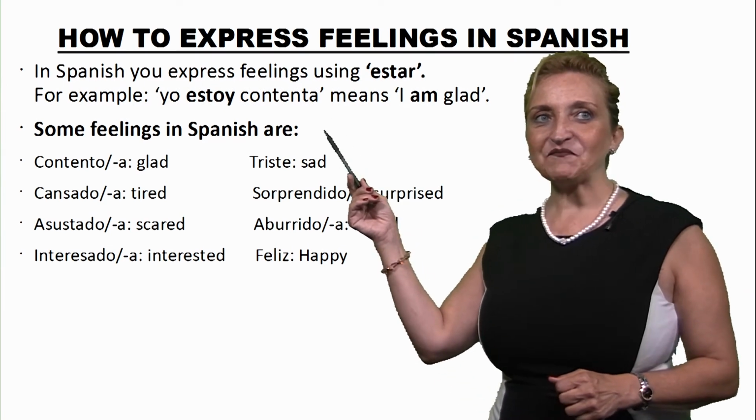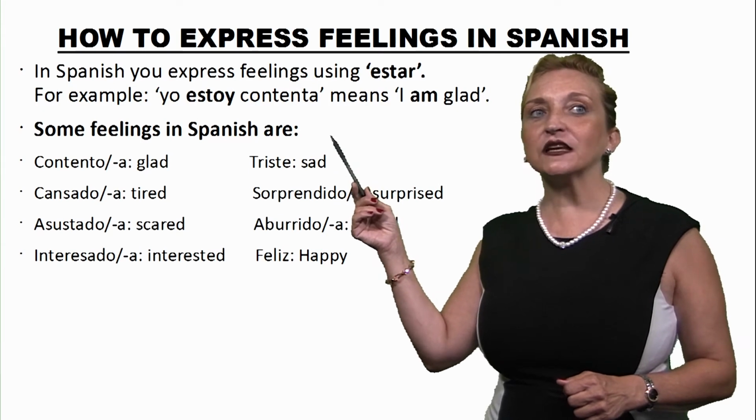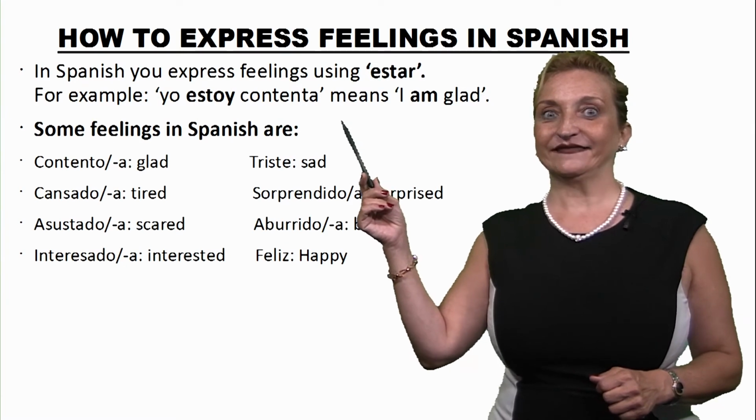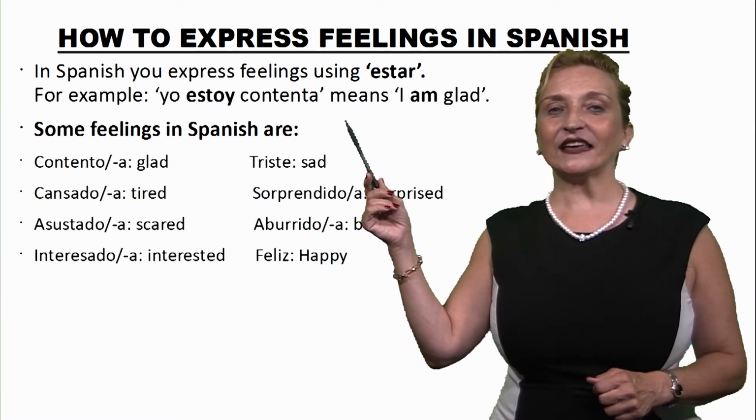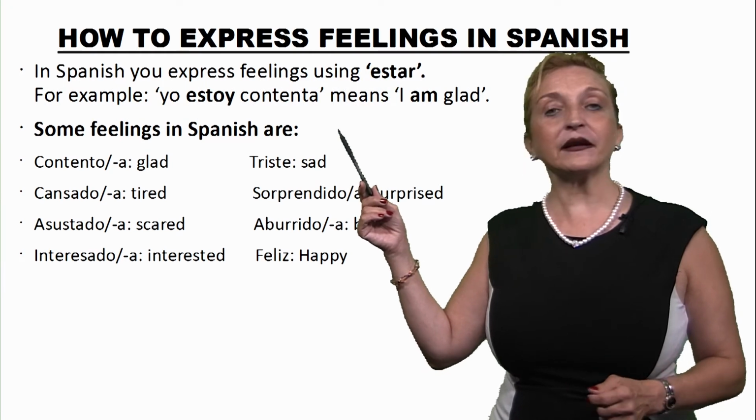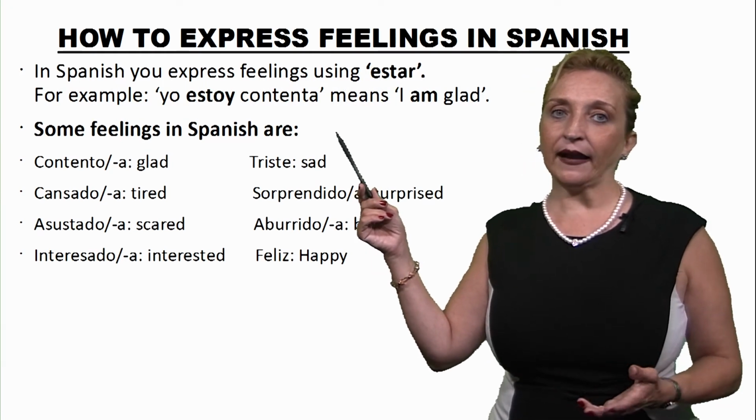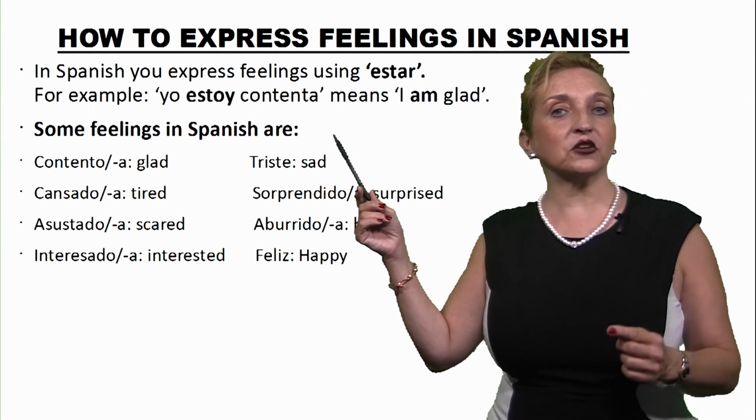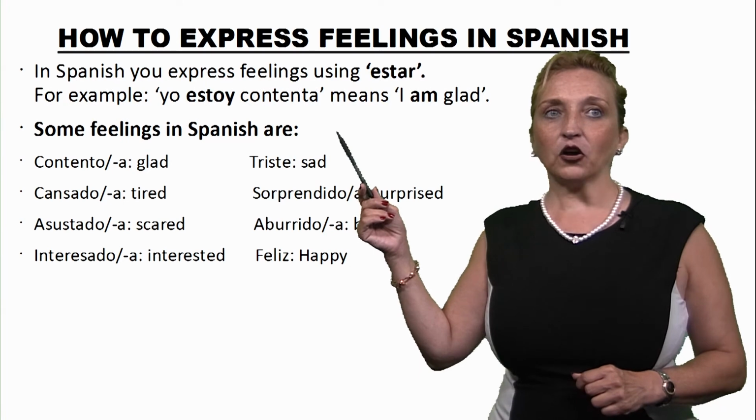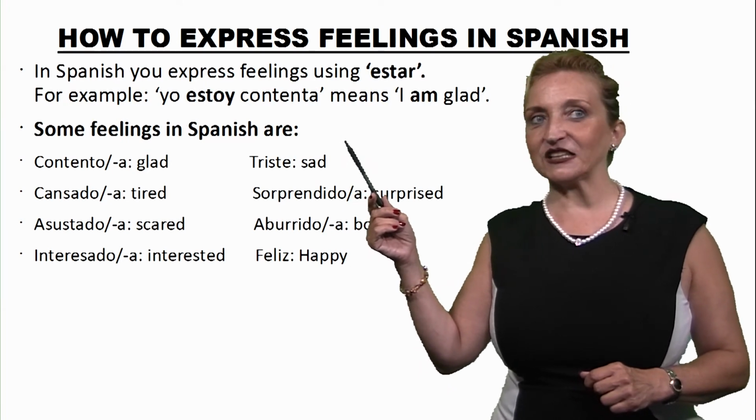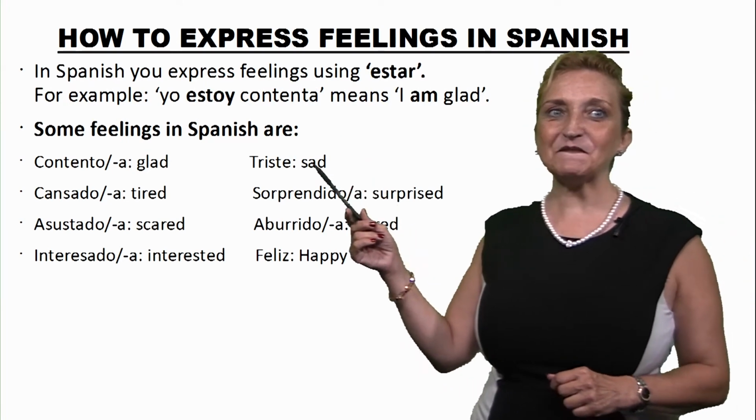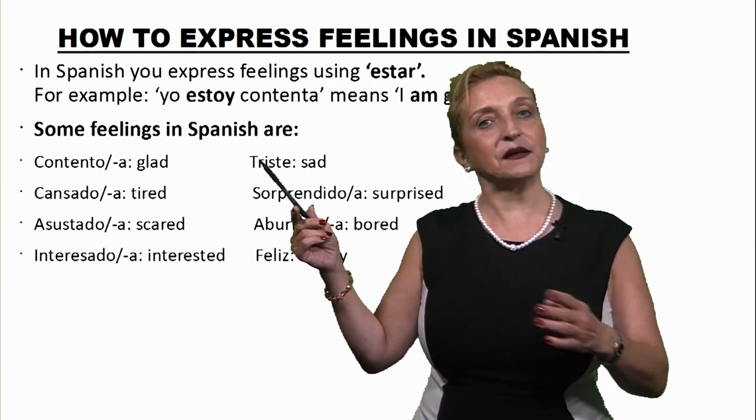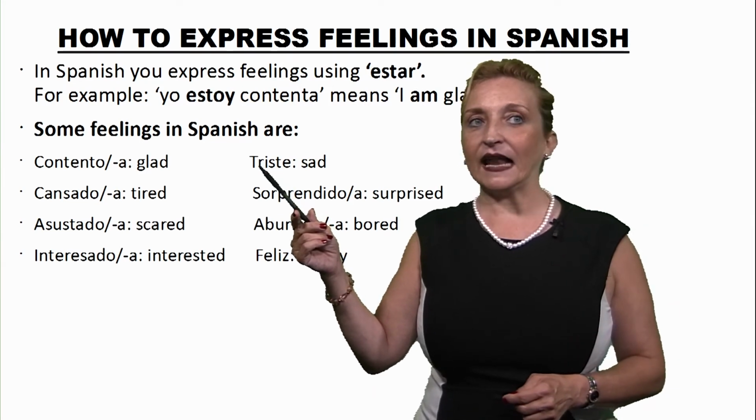In Spanish, you express feelings using the verb estar. For example, yo estoy contenta means I am glad. Remember that if I was a boy, a man, in this case I say yo estoy contento. If I'm a woman, yo estoy contenta, agreement. Okay, some feelings in Spanish are contento, contenta, if it's a man or a lady, glad.